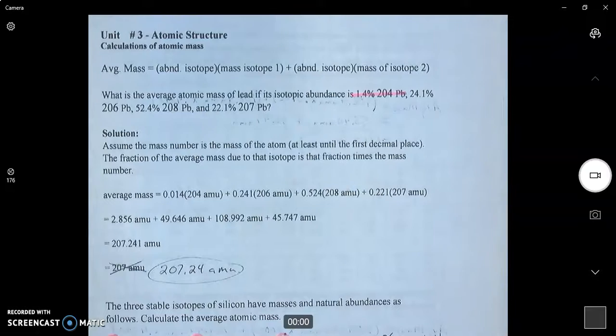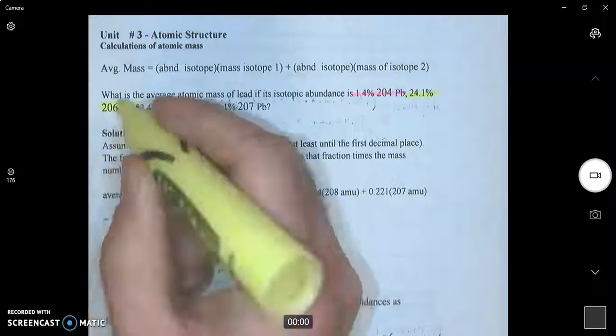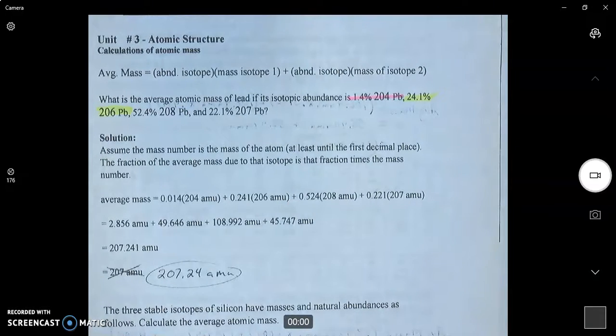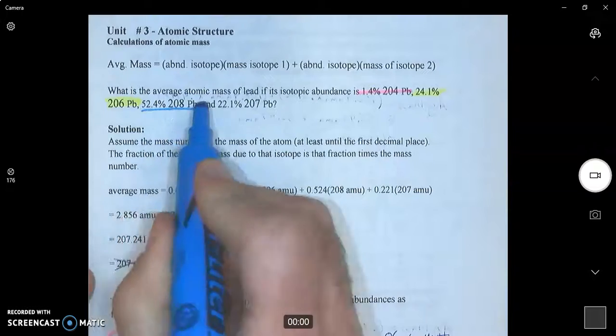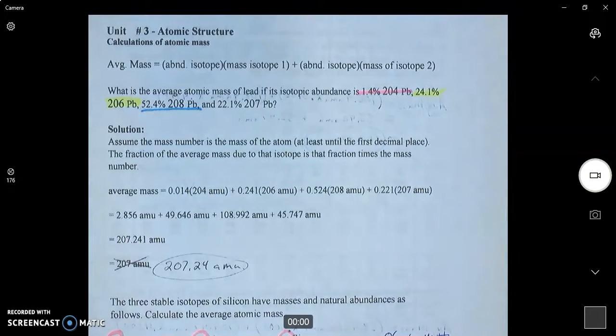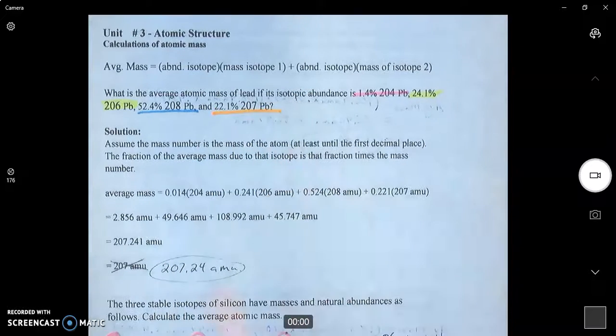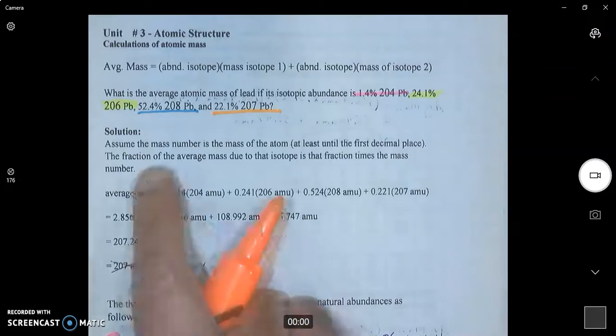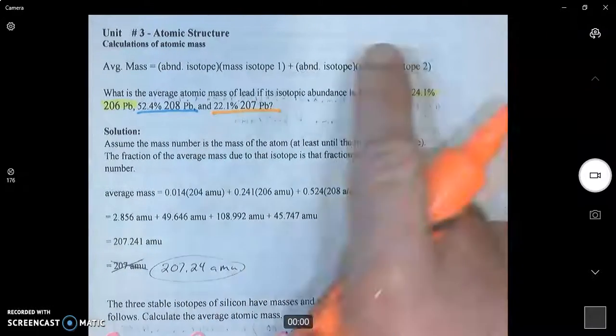We know that 24.1% of the sample has a mass of 206. 52.4% of the sample has a mass of 208. And the rest, 22.1%, has a mass of 207. So if we look at all these values right here, how do we plug this information into the average mass calculation?